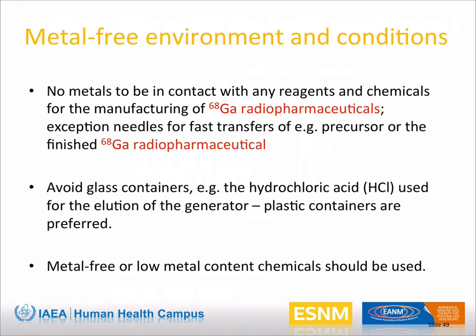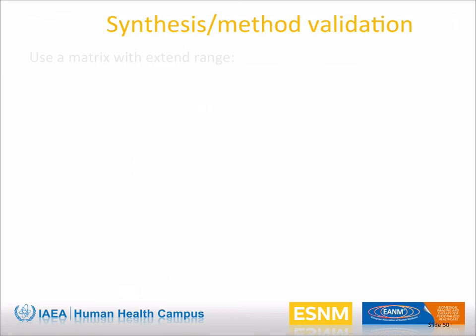No metals must be in contact with any of the reagents and chemicals for the manufacturing of gallium-68 radiopharmaceuticals, with the exception of needles for the fast transfers of, for example, the precursor or the finished gallium-68 radiopharmaceutical. You should avoid glass containers. For example, the hydrochloric acid used for dilution of the generator should be stored in a plastic container rather than in glass, as the acid will etch away metal ions from the glass continuously. Metal-free or low metal content chemicals should be used.